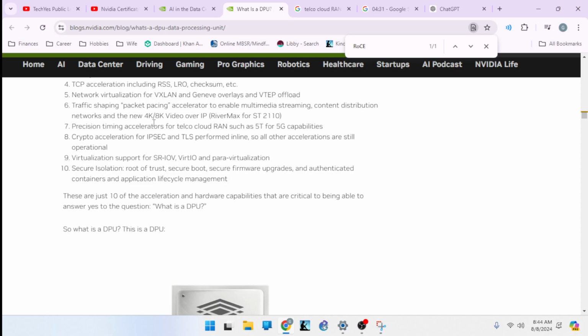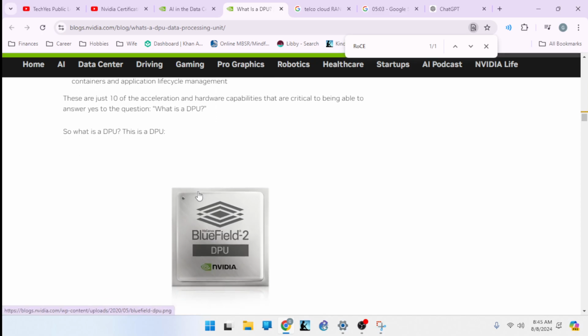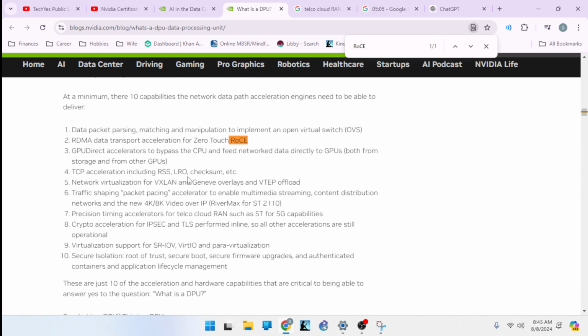And number 9 is virtualization support for SR-IOV, VirtIO, and paravirtualization. And number 10 is secure isolation, root of trust, secure boot, secure firmware upgrades, and authenticated containers and application lifecycle management. These are just 10 of the acceleration and hardware capabilities that are critical to answering yes to the question, what is a DPU? So yeah, it's going to be on the test. I feel like if there's anything I should make flashcards of, it's probably this.